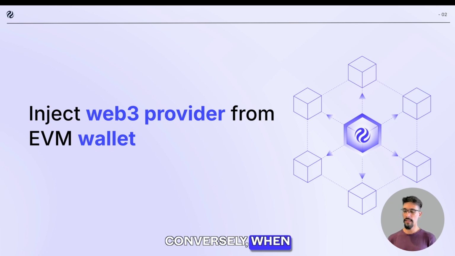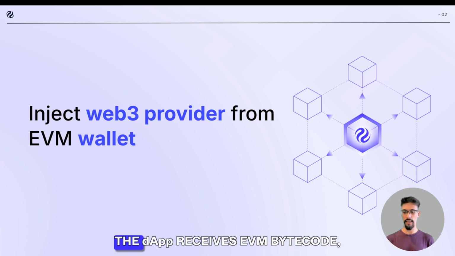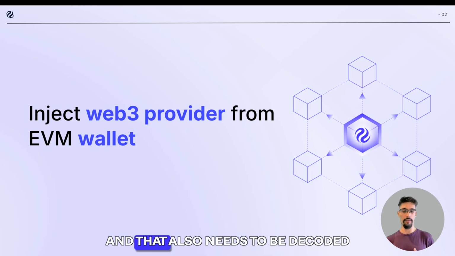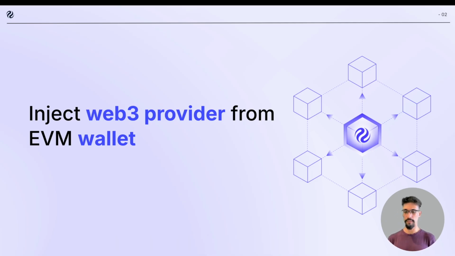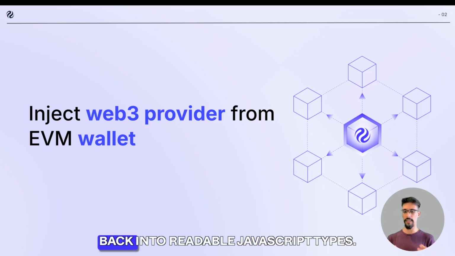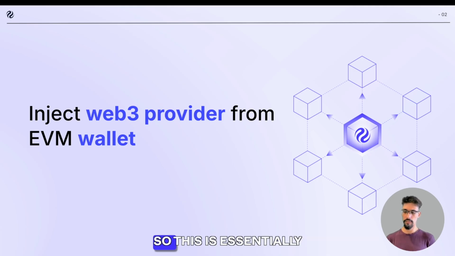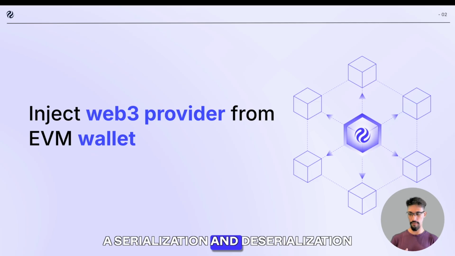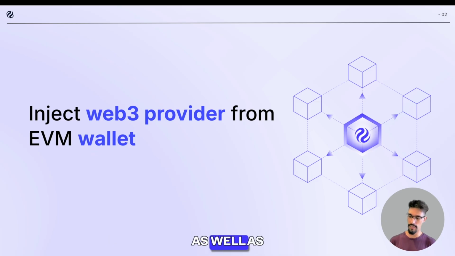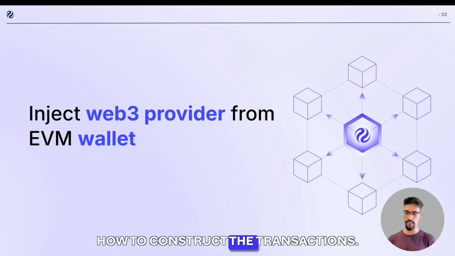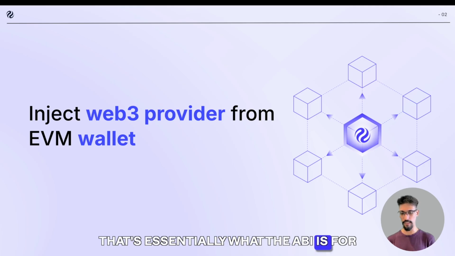Conversely, when the smart contract responds, the dApp receives EVM bytecode, and that also needs to be decoded from this EVM bytecode back into readable JavaScript types. So this is essentially a serialization and deserialization activity, as well as how to construct the transactions. That's essentially what the ABI is for.